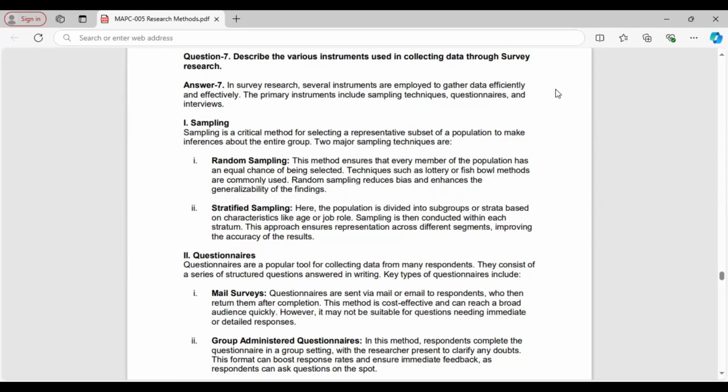It includes mail surveys, where questionnaires are sent via mail for respondents to complete and return. This method is cost effective but may not suit questions which need immediate responses. Group administered questionnaires: respondents complete the questionnaire in a group setting in the presence of the researcher, thus enhancing response rates through immediate feedback. Household drop-off surveys: here researchers deliver and collect questionnaires from respondents' homes, allowing for personal interaction, but it is more time consuming.